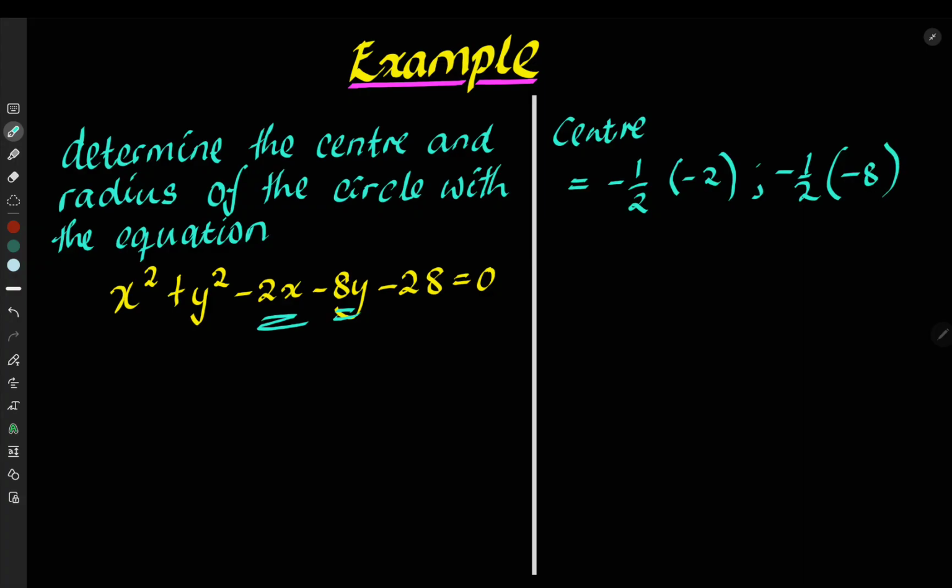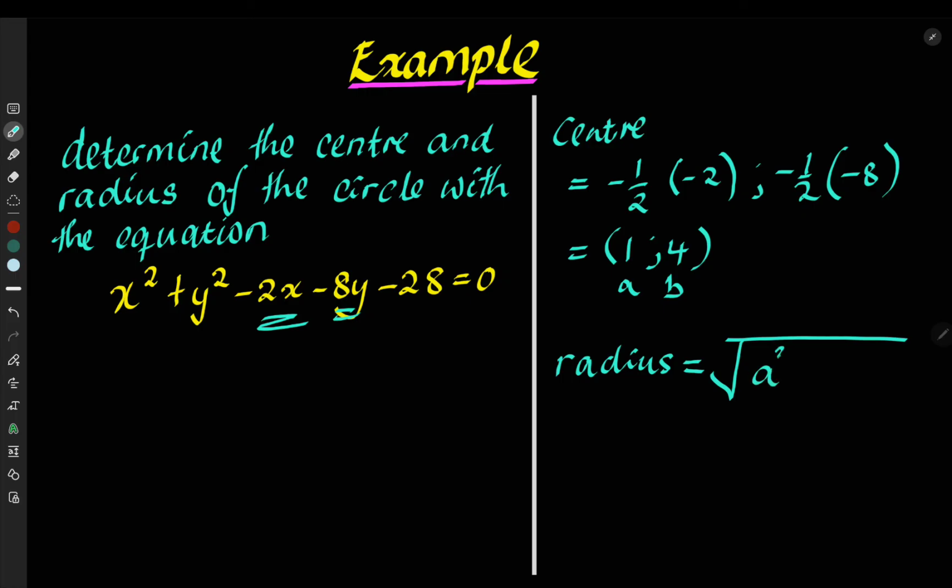Not x squared or y squared, but x and y. And this can simplify further to be (1; 4). And there you go. You have got your coordinates of the center, which is also (a; b), if you remember very well. Now, to determine the radius, remember we said the radius will be equal to the square root of the x coordinate of the center squared plus the y coordinate of the center squared, which is your a and b that you have gotten here.